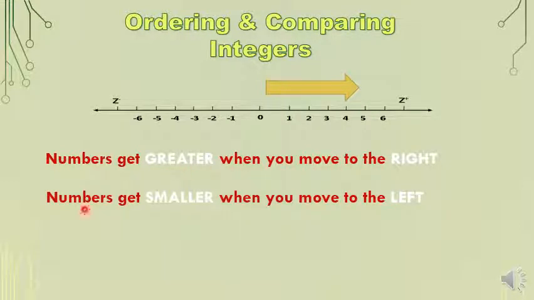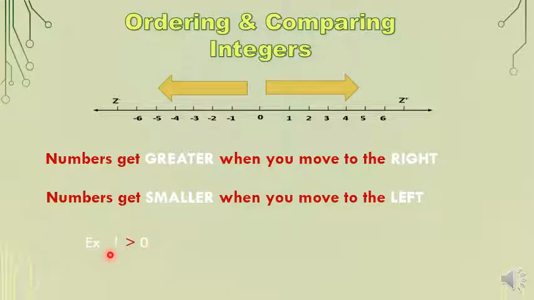And numbers get smaller when we move to the left. Yes, so negative 1 is smaller than 0, negative 2 smaller than negative 1 and 0, negative 3 smaller than negative 2, negative 1 and 0, and so on. So again, numbers get greater when you move to the right, numbers get smaller when you move to the left.